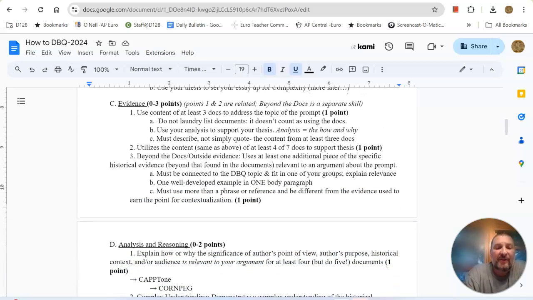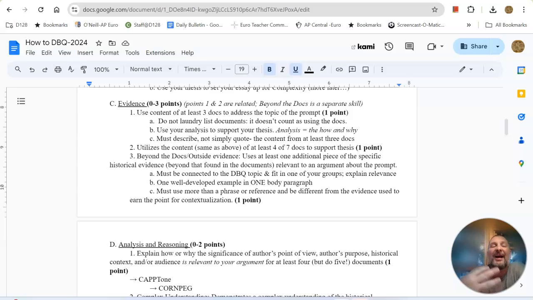Now, the evidence. There are 2 separate parts of the evidence here. Parts 1 and 2 are related. So part 1 is you're using the content of at least 3 docs, 3 of the 7 docs, to address the topic of the prompt. You get 1 point for doing that, for actually using the documents. You can't just list them. You can't say in documents 2 and 3, both of these did that. You're not using them explicitly. You have to use analysis to support your thesis.